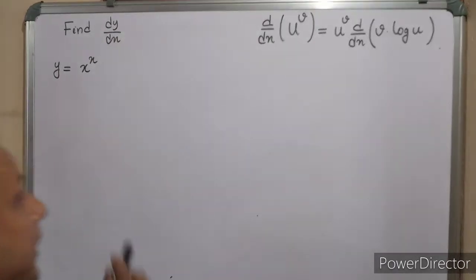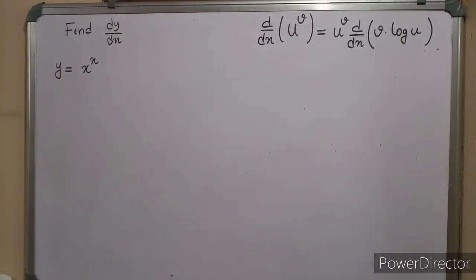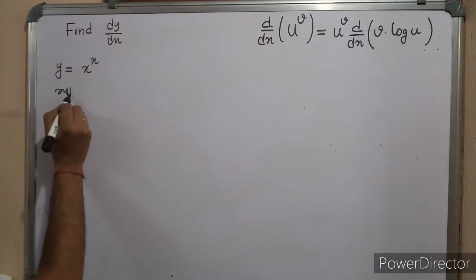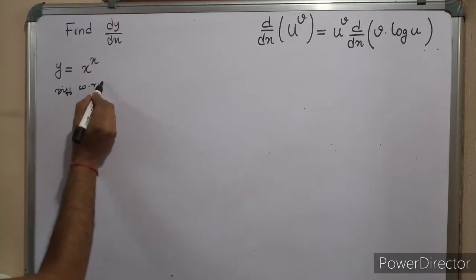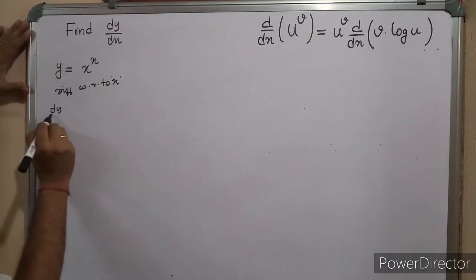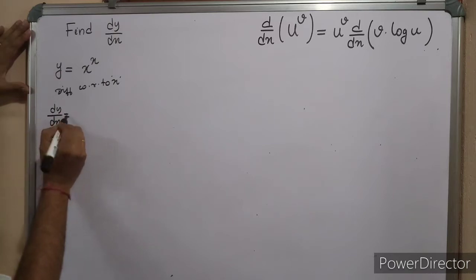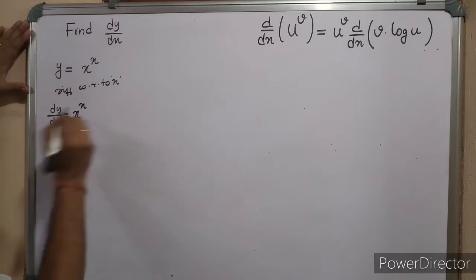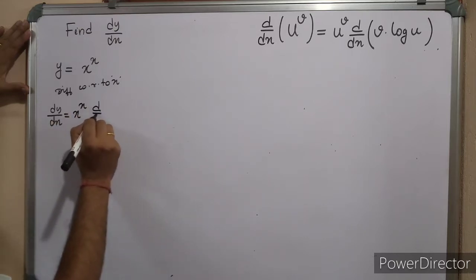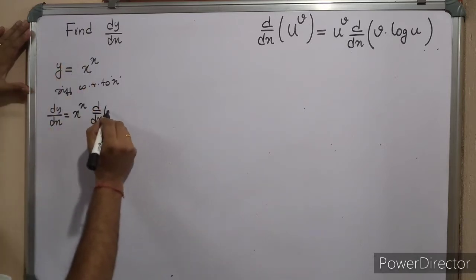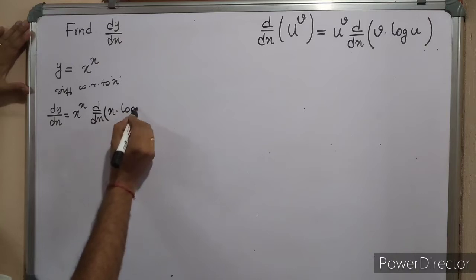Now say, I'll apply this formula in this question. y is equals to x to the power x. Now say, u is x, v is also x. Now directly I'll differentiate. Differentiating with respect to x, now what we'll get? dy by dx equals to, now I'll use this formula, u to the power v. The same thing that you have to write, x to the power x, then dy/dx. So in this question, u is x, v is also x. That is x into log x.